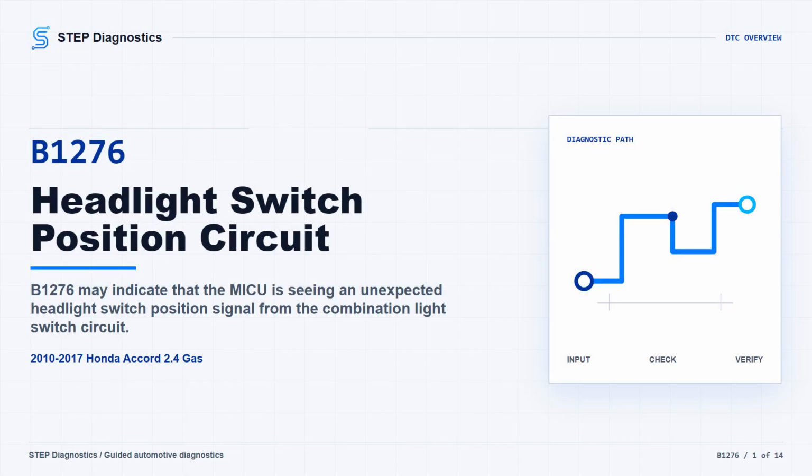On this Accord, B1276 points us into the headlight switch position circuit as seen by the MICU. In plain language, the control unit may not be seeing the combination light switch state it expects. The driver may notice exterior lighting behavior that does not match the switch position, or the code may show up during a body electrical scan.